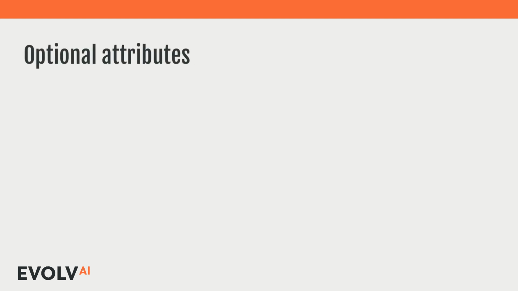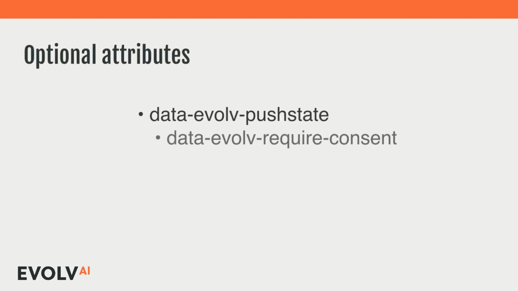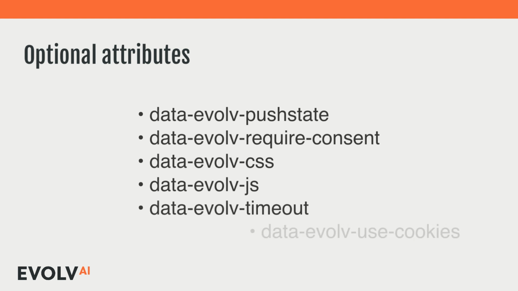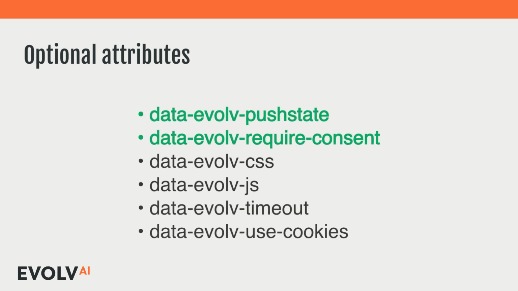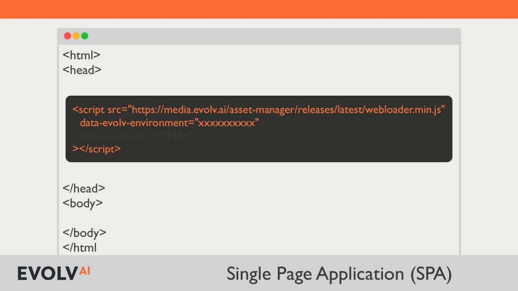You can customize the Asset Manager by setting various optional attributes in the script tag. I'll talk you through the most common attributes and when to use them. If your website is a single-page application, like React or Angular, set the data-evolv-pushstate attribute to true. This tells the script to run every time someone moves from one page to another. Without it, we won't be able to pick up on URL changes that don't cause a page reload.